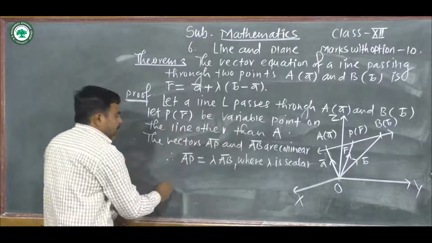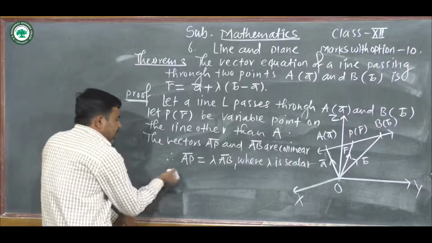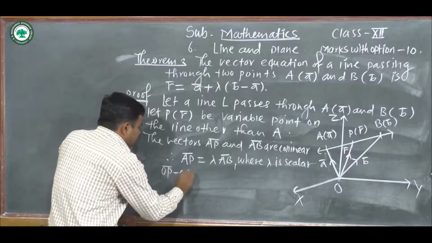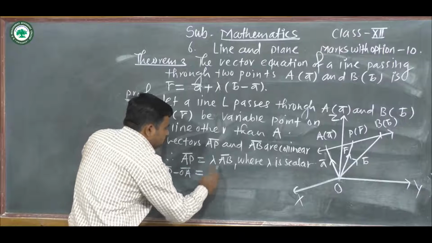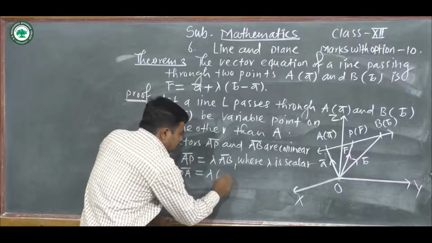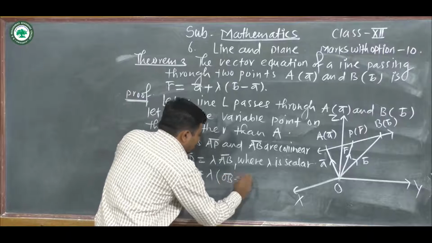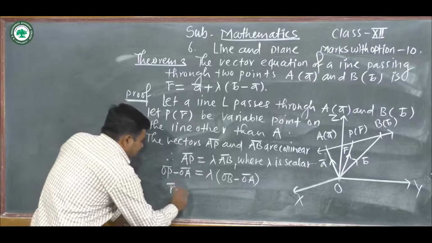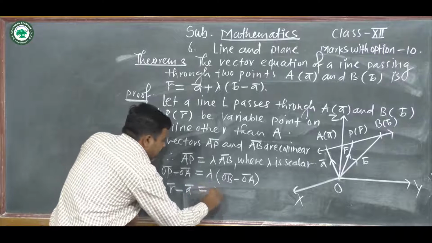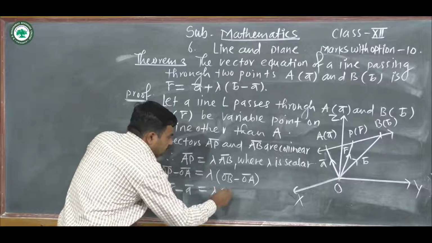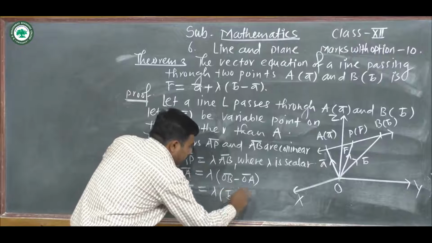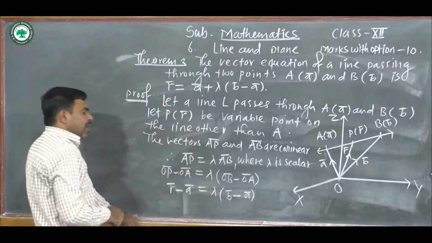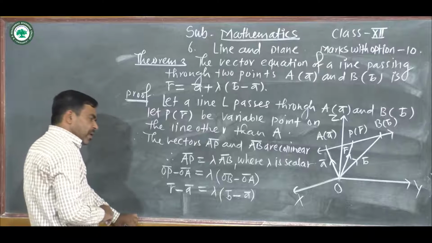So therefore, what is AP bar? Position vector of the point P minus position vector of the point A. So it is OP bar minus OA bar is equal to lambda into AB bar. This is nothing but OB bar minus OA bar. So OP bar, it is R bar, minus A bar is equal to lambda into (OB bar, position vector of the point B, that is B bar, minus OA bar, position vector of the point A, that is A bar). So R bar minus A bar is equal to lambda into (B bar minus A bar).